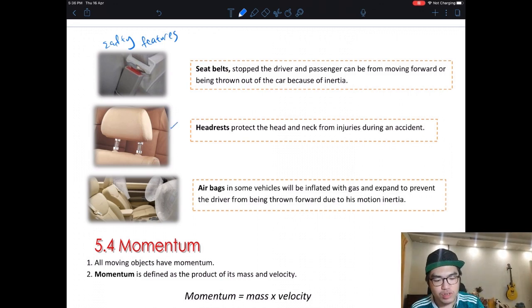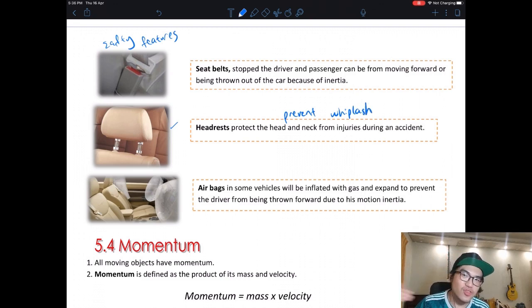Next, headrest. This is to prevent something called whiplash. You know what whiplash is? When your car is rear-ended from behind, if your car seats used to go only up to the shoulder, they noticed a problem in the 1970s. When a car is rear-ended, you do this. If there's no headrest, you will snap your neck, and that's how you die. There are many cases like this.